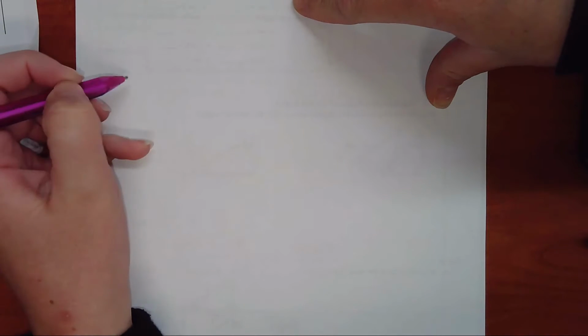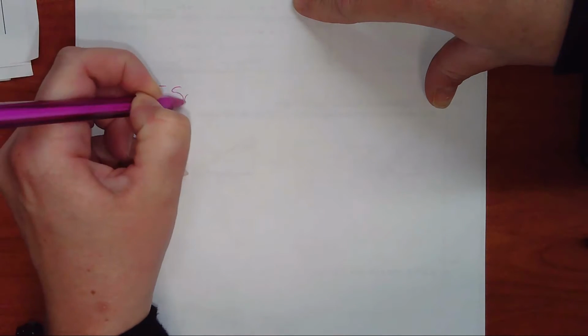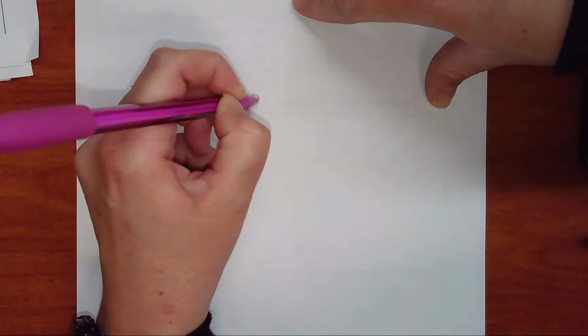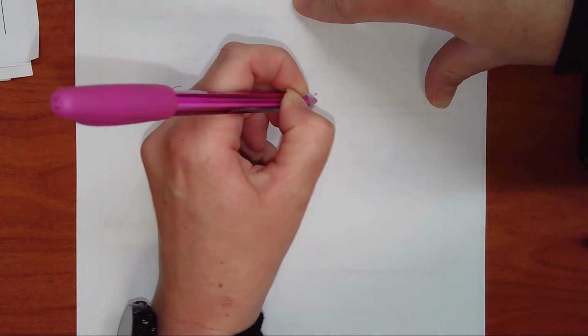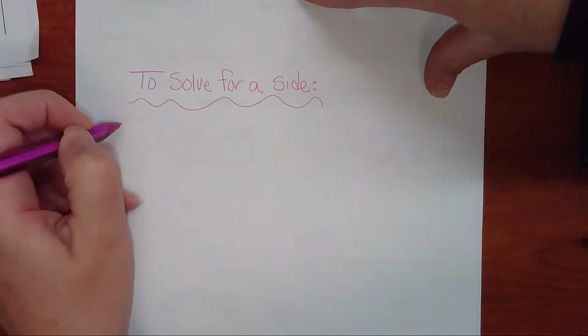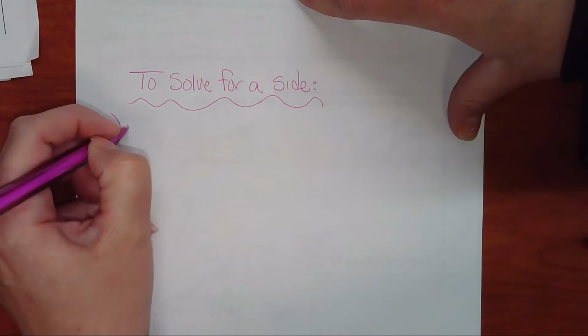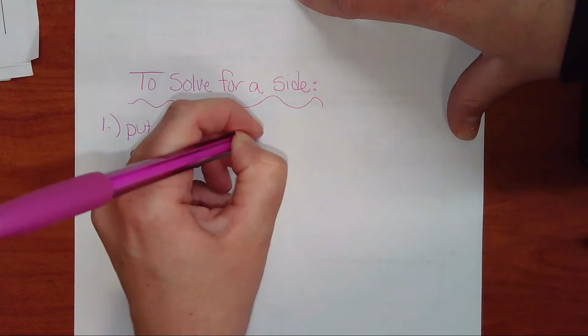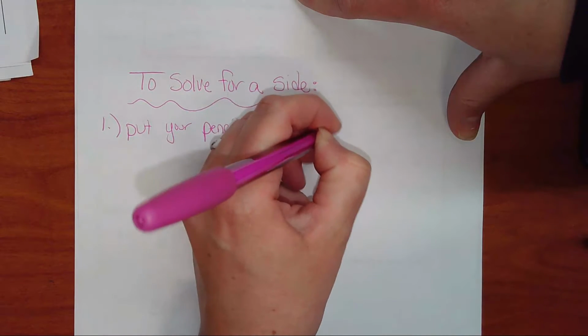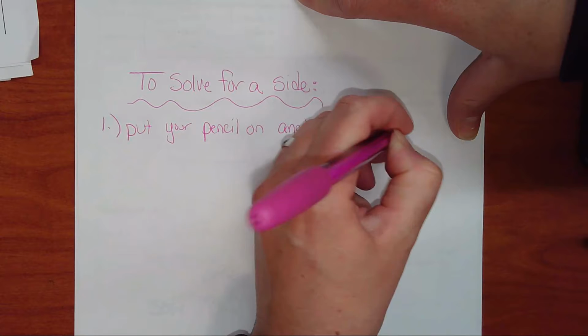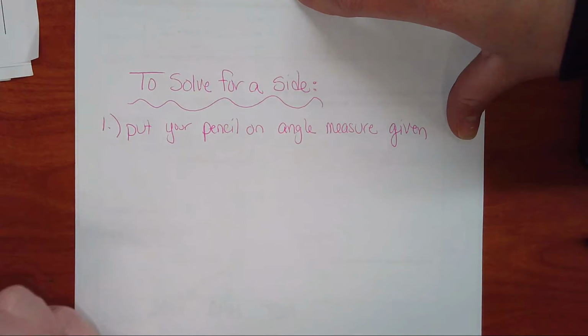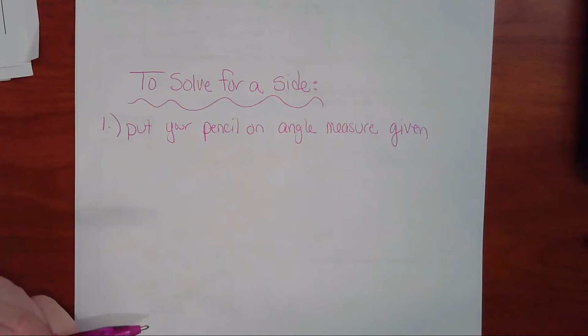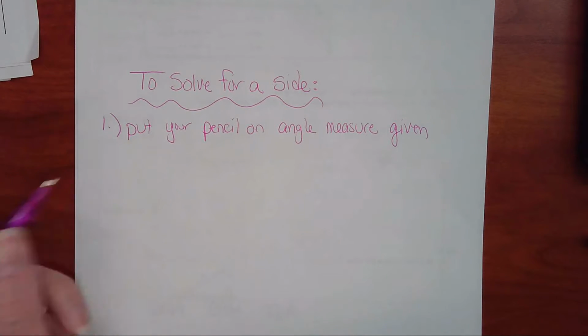So there are 4 steps that I would say that you need to use in order to solve for a side, and this is like using SOHCAHTOA. This is what I would do. Number 1, first thing you're going to do is you are going to put your pencil on the angle measure given. They're always going to give you an angle measure. If you're solving for a side, they're going to give you the angle. Put your pencil on that angle.